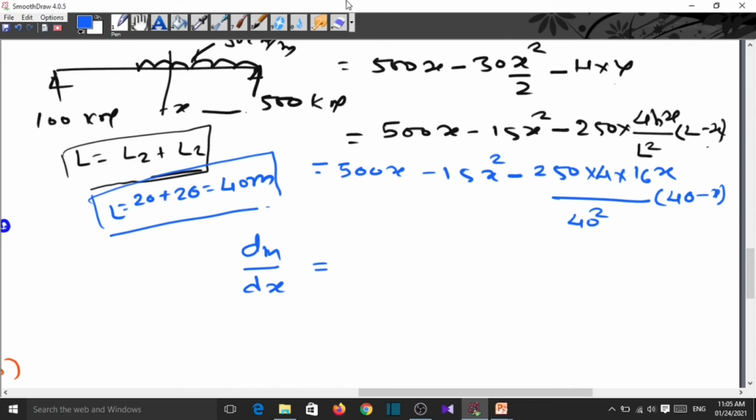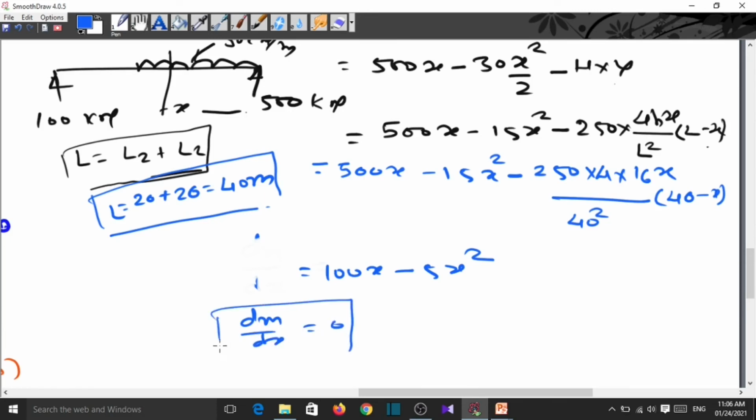So dM by dx, so that becomes here, or the final equation here first. So here that is equal to 100x minus 5x square. Now dM by dx is equal to 0. So here dM by dx is equal to 100 minus 10x, and that is equal to 0. So here x is equal to 10 meter.